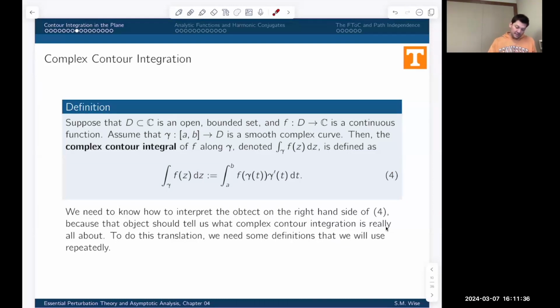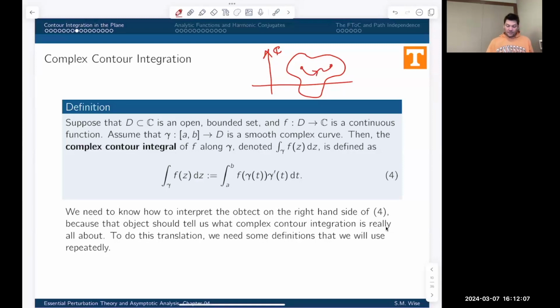So the idea is this: we're given an open bounded set. This one doesn't have to be simply connected or anything like that, but we're going to think about a set that looks like this in the complex plane. And inside of that, we have a contour which connects points. So you have a point Z1, the starting point, and a Z2, and a contour connecting these points.